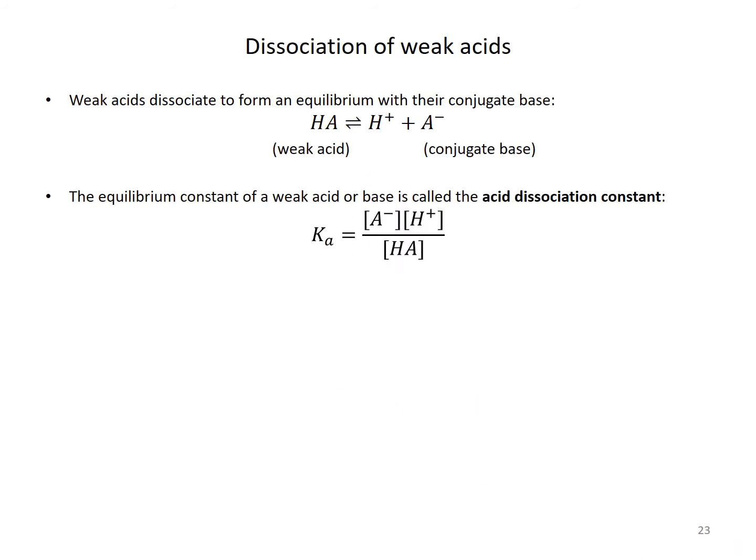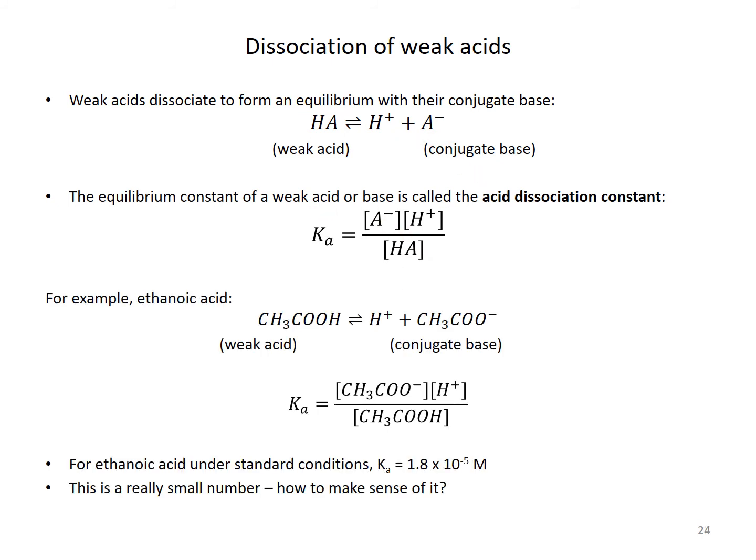In the following section, we will discuss weak acids, which dissociate partially to form the hydroxonium ion and the conjugate base. Because this process is a partial dissociation, it means it is reversible. And for any reversible reaction, we can always calculate its equilibrium constant. And in this case, it is known as the acid dissociation constant, Ka, which has this formula of conjugate base times H positive divided by the weak acid.